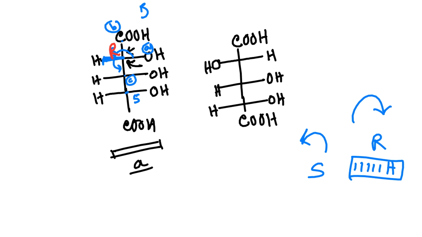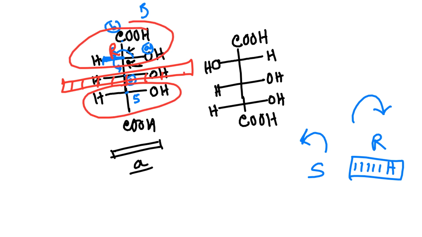Now, if this is R, and if you place a mirror over here, you can see this part is actually the mirror of this part. So you don't need to find out the configuration of this center. If this is R and this part is the mirror of this, what is the mirror of R? Mirror of R is S. So this will automatically be S, right? So now this is our R, this is our S.